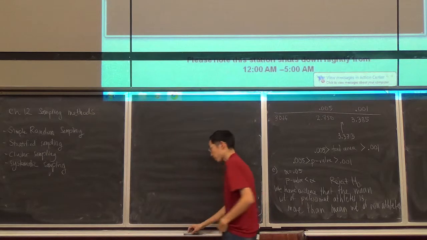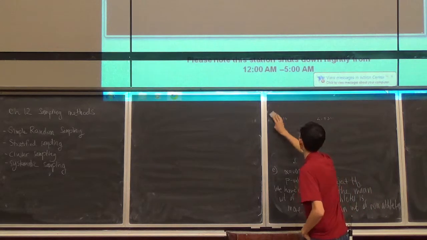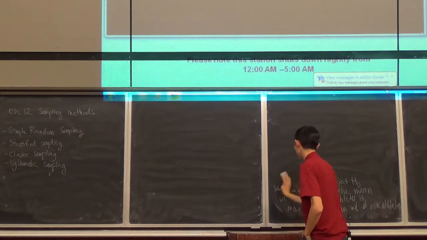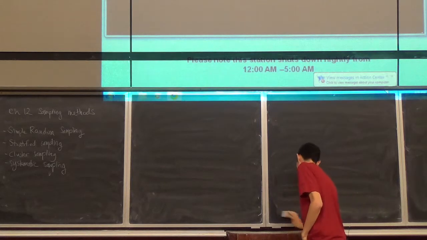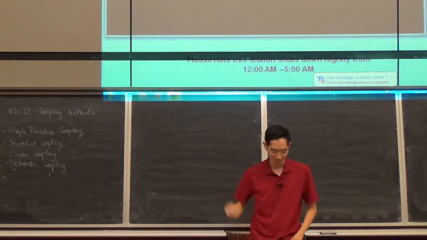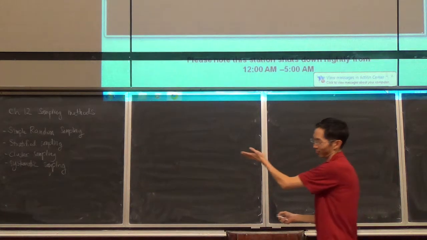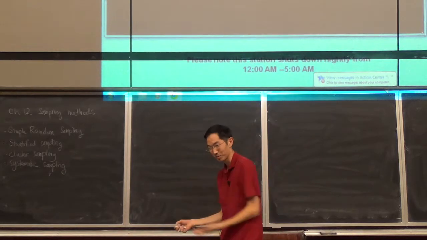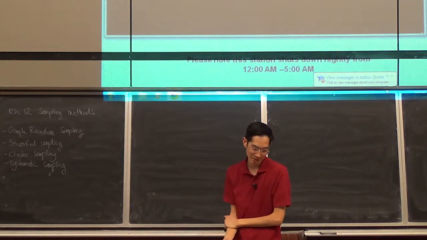I'll have about 4 questions on the final exam related to sampling methods. And in my opinion, these are some of the easiest questions on the final. So just learn this and you'll at least have 4 questions there, okay?